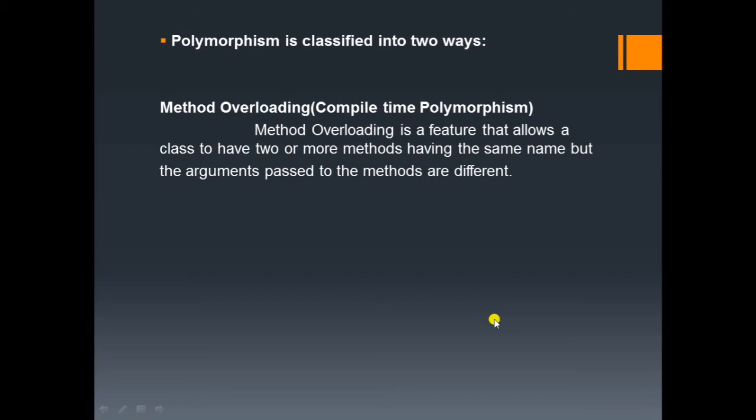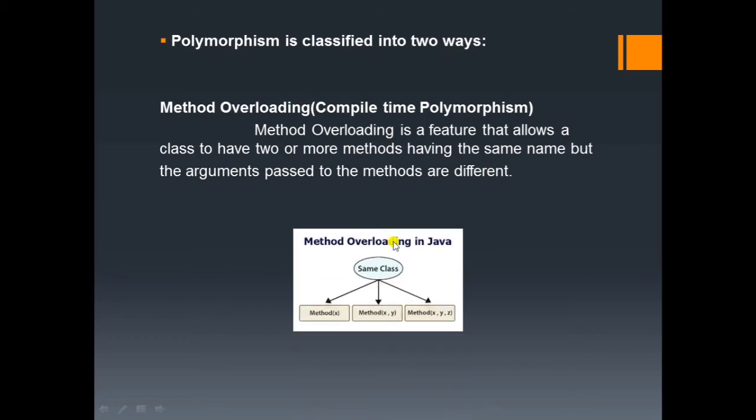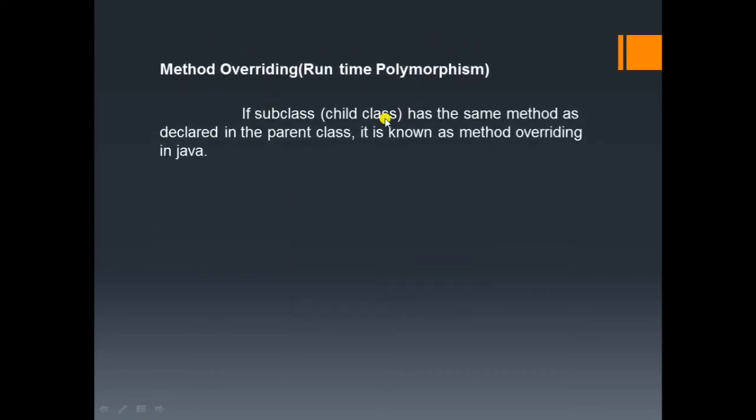Polymorphism can be classified into two ways. One is method overloading and another one is method overriding. Method overloading means two or more methods having the same name but different arguments. So this is the example: inside the same class there are different methods. Each method has the same name but different arguments, that is known as method overloading, and it can also be called compile time polymorphism.